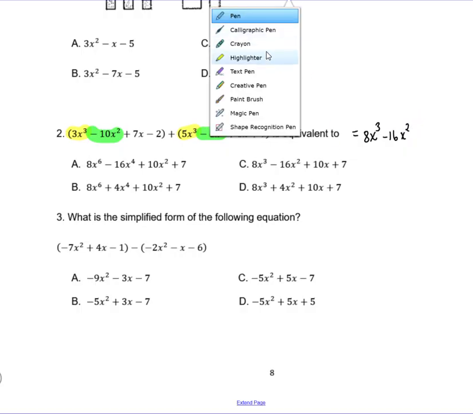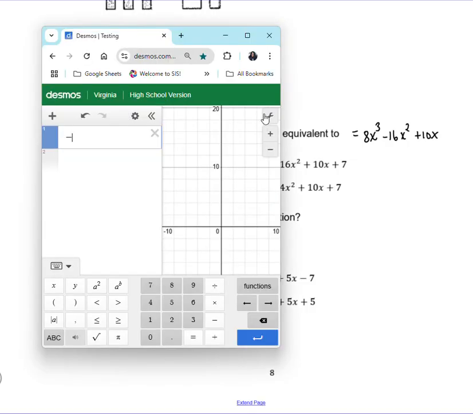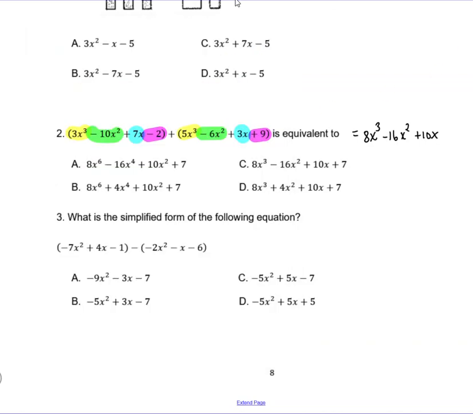And then 7 plus 3, that's just positive 10x. And then finally, the last one, negative 2 plus 9 is positive 7. So plus 7. There you go.